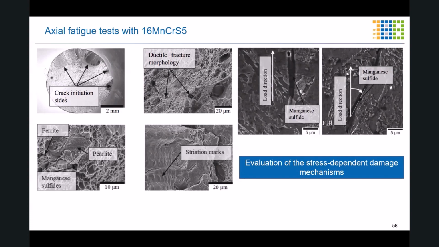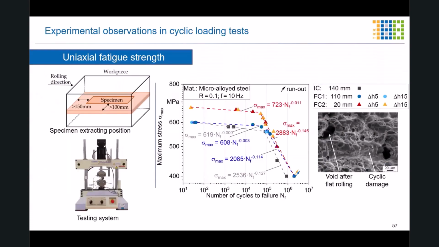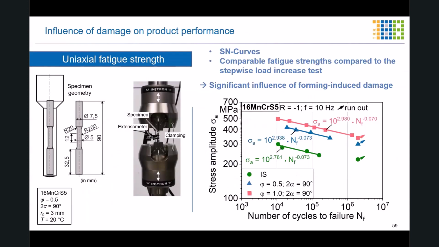So we try to evaluate the stress-dependent damage mechanisms. For this, another colleague did uniaxial fatigue strength testing on another material, in this case the DP800 material. These test data were compared to real S-N curves that are generated for different damage states and degrees of deformation. In this case, we compared to the damage states of shoulder opening of 90 degrees and a degree of deformation of 0.5. We can also see that different degrees of deformation lead to different fatigue properties.